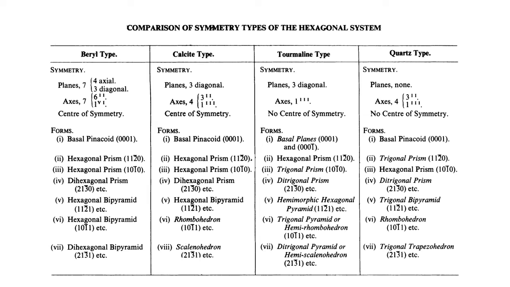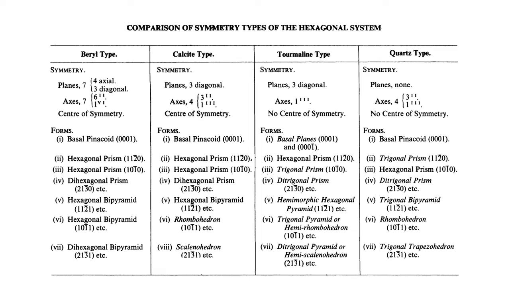The forms include basal planes with 0 and 0 bar, hexagonal prism that is 1 1 2 bar 0, trigonal prism that is 1 0 1 bar 0, ditrigonal prism, hemimorphic hexagonal pyramid, trigonal pyramid, and ditrigonal pyramid or hemi scalenohedron, etc. We have the last class in the hexagonal system, which is quartz type.